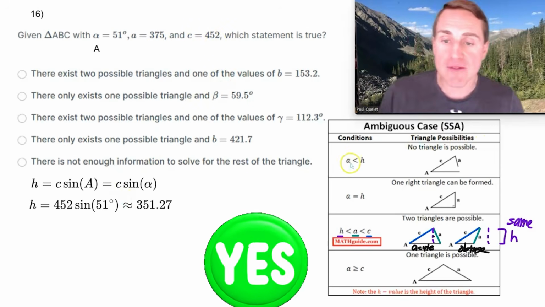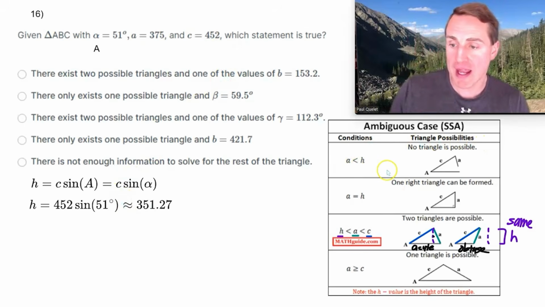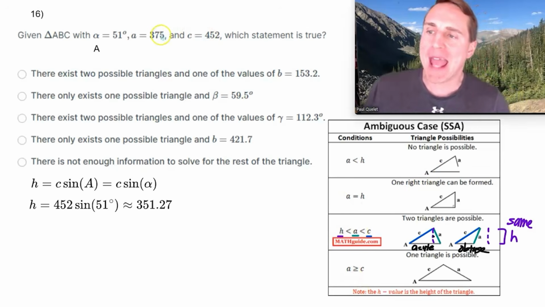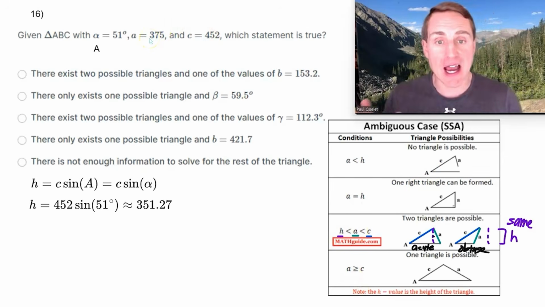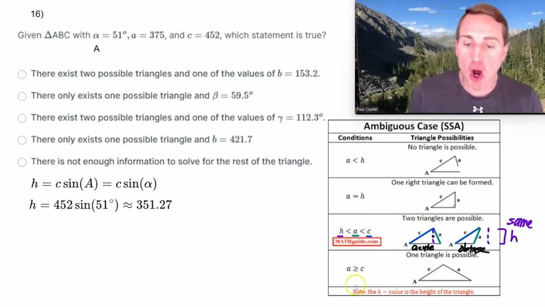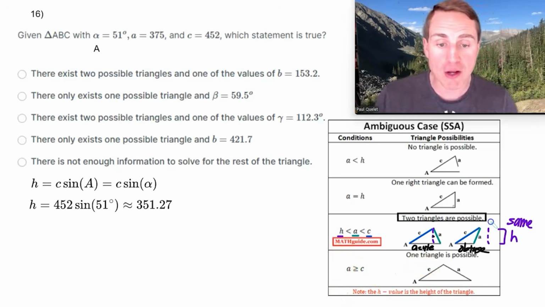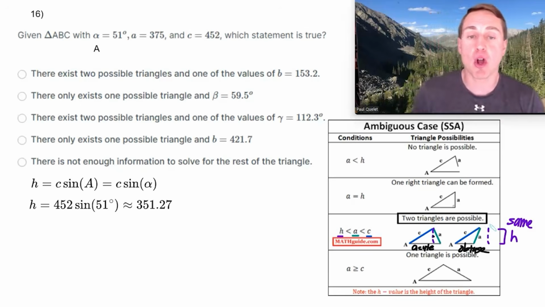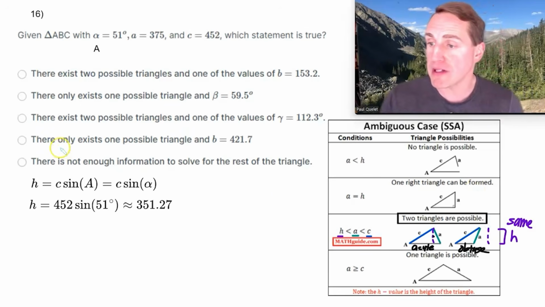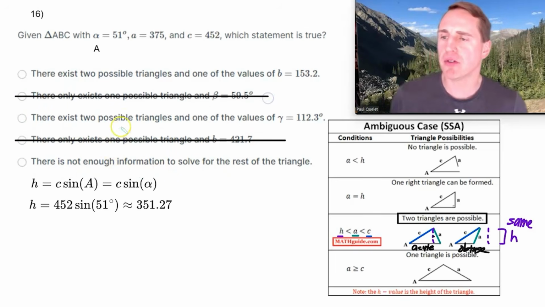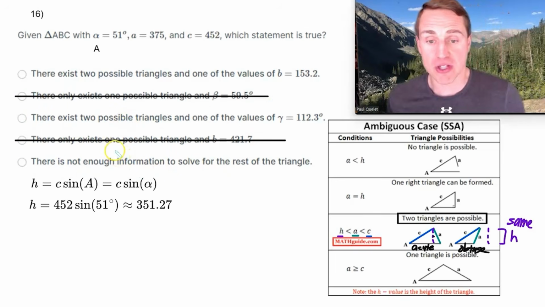If h is larger than a, which it's not, there'd be no triangle. If h and a were the same, it'd be a right triangle. That's not true. But a, in this case, which is the side across from the known angle, is not larger than c. So it's not just one obtuse triangle. So it turns out we are going to have 2 triangles. 2 triangles are possible. So this is the so-called ambiguous case. The choices we can eliminate are this. It's either 2 possible triangles or not enough information to solve.